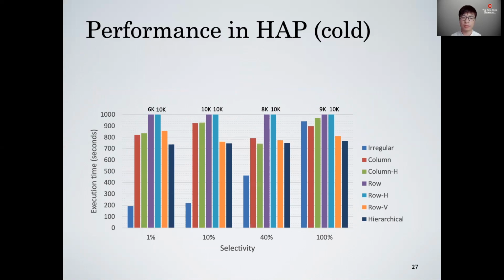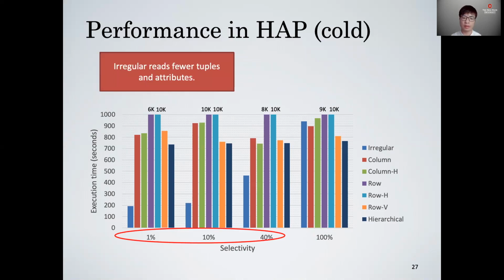Now let's compare the query evaluation performance across different selectivities. We find that when the selectivity is low, the irregular partitioning is faster than these baselines because the irregular partitioning reads fewer tuples and fewer attributes.